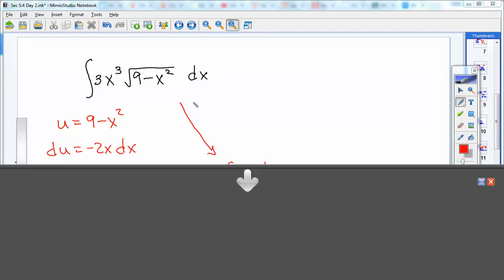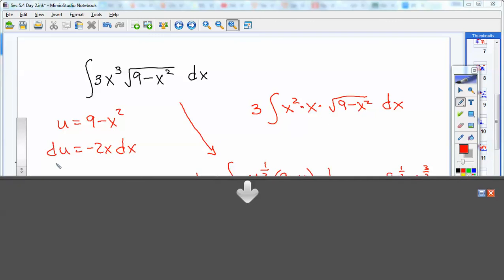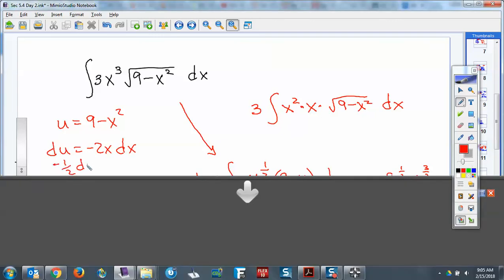So we get negative 2x dx, all right? And so then what we realize is that this integral could be thought of as a 3 out here, and the x cubed could be thought of as this. And so what's going to happen is I've got this x dx right here. Of course, we know this negative 2 I can flip over here, so I can move that over to here as a negative 1/2. Okay, and that leaves me this x dx.